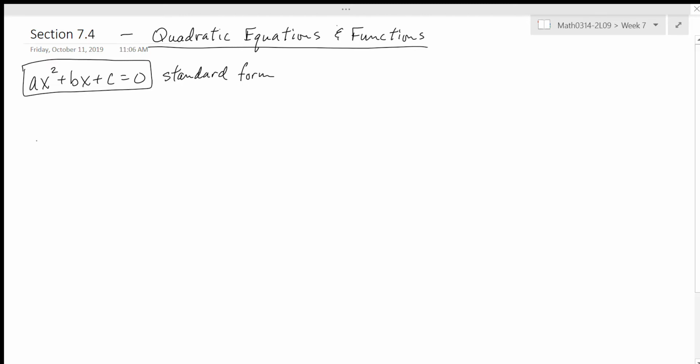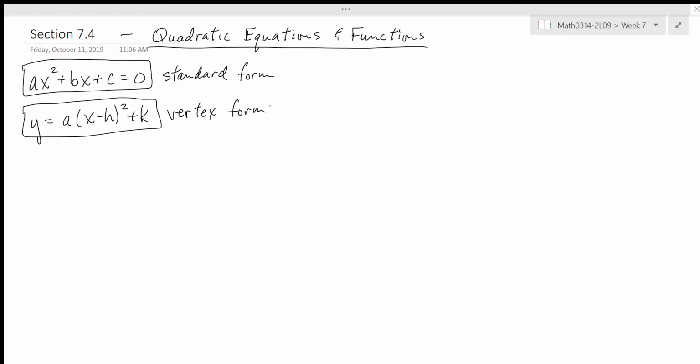Next, we got another form. I'm not sure, you may or may not have seen that before. Anybody recognize that form? Yeah, okay, so that one is called vertex form. That is the vertex form of a quadratic. The reason it is called vertex form is because the ordered pair h comma k is the vertex of the parabola.